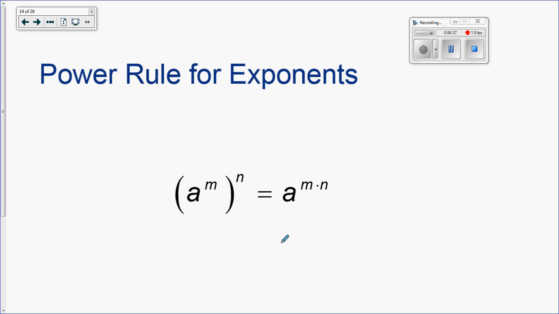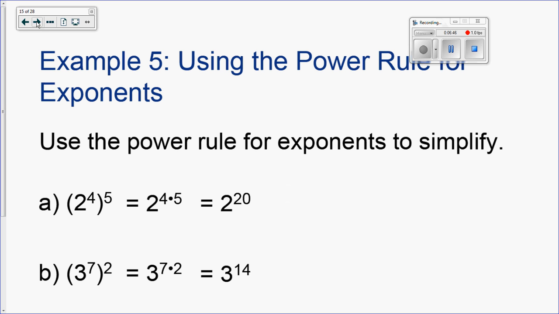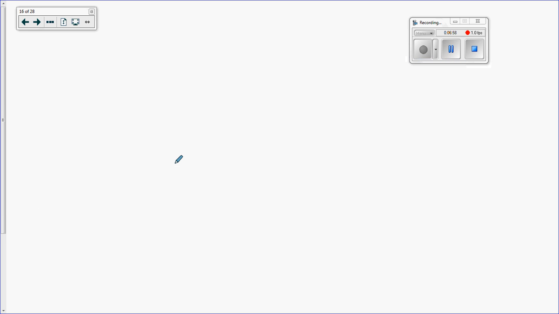And the last rule is the power rule, that if you have an exponent raised to another exponent, now you multiply them. Okay, so an exponent raised to another exponent. So this would be 2 to the fourth, and it would be 4 times 5, which is 20. 7 times 2, which is going to give you 14. So a power to a power gets multiplied. So if I had something like this, 3 to the second raised to the third, that would be 3 to the sixth, which is 729.